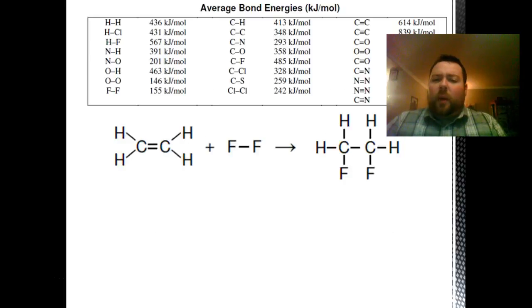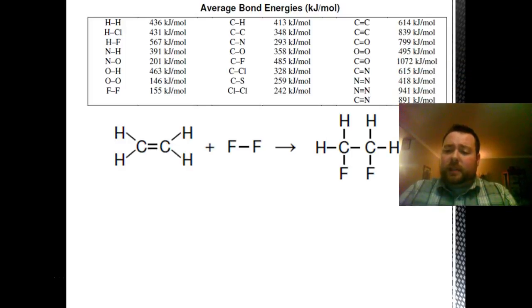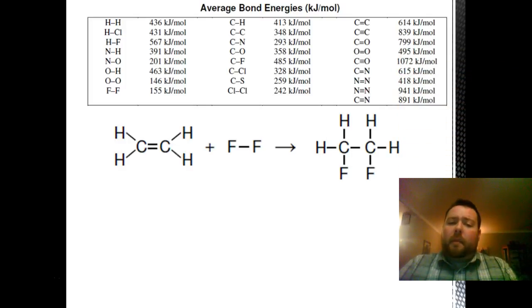Okay, so I want to take a look at something that's a little bit more complicated. Same concept. But now, looking at these Lewis structures, we have more bonds. Before we just had single bonds between 2 atoms. Now we have multiple atoms that are bonding in multiple places. So it's going to look a little bit different.